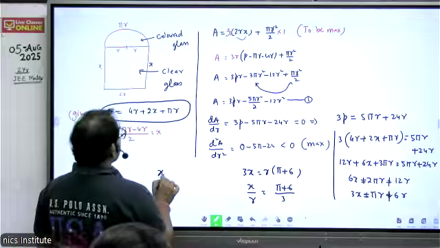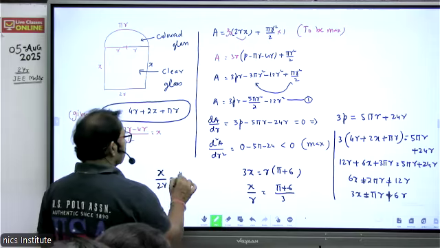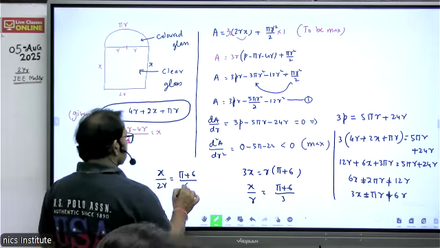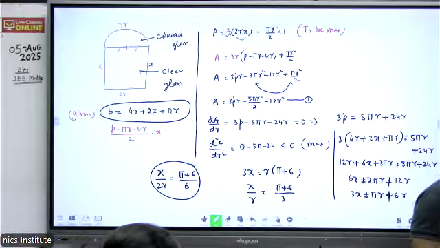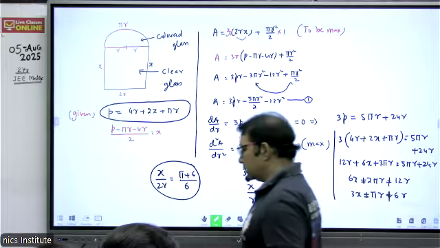So dimensions are x and 2r. x by 2r is pi plus 6 by 6. So that is your answer. The ratio of the dimensions of the rectangle is this.